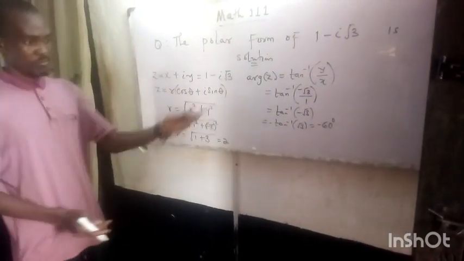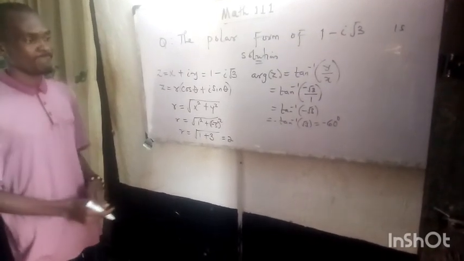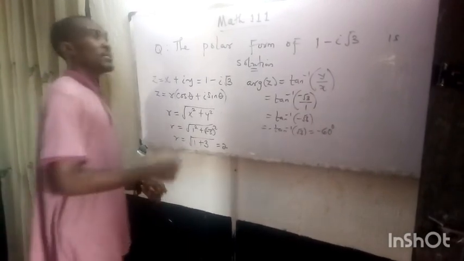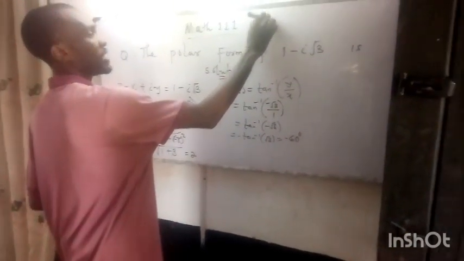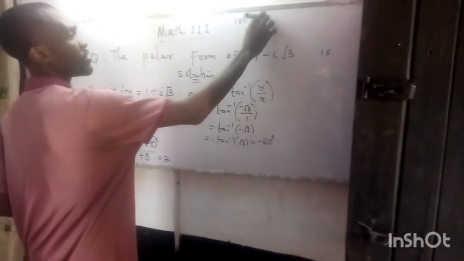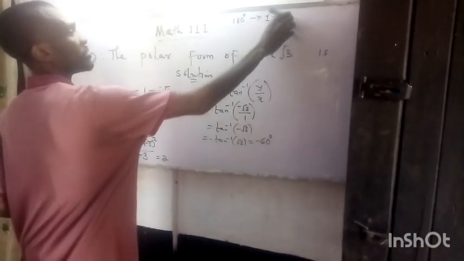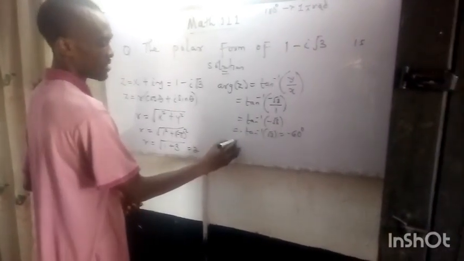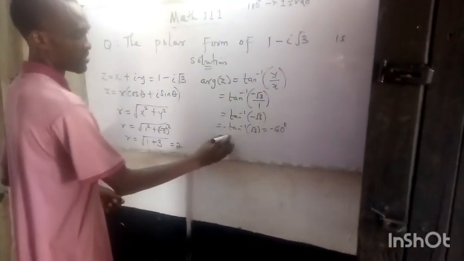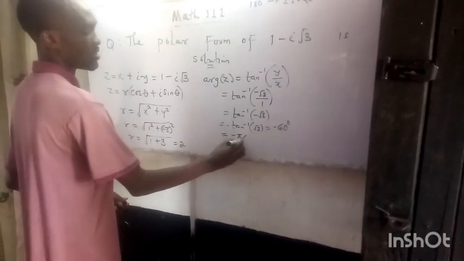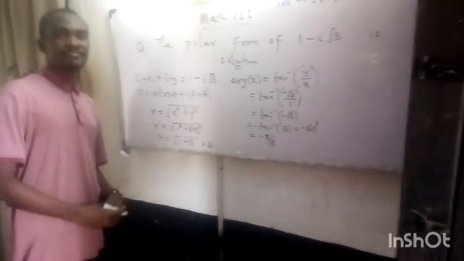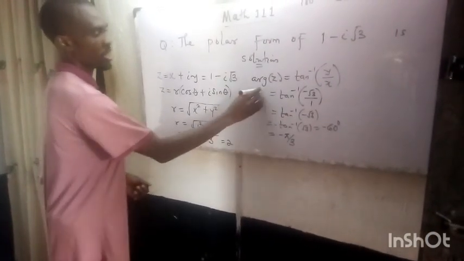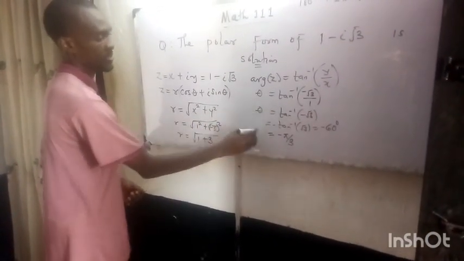And of course we can rewrite it in the radian form. Remember that 180 degree is equivalent to 1 pi rad. So if we use this, then we can say that our argument is minus pi over 3. So this becomes the argument of the complex number, which we can equally call theta.